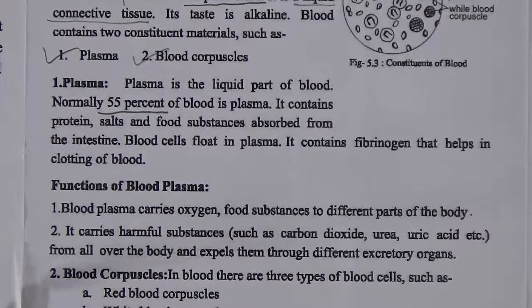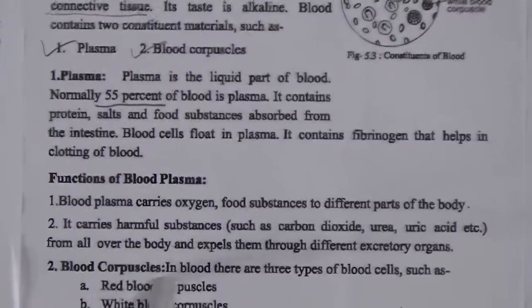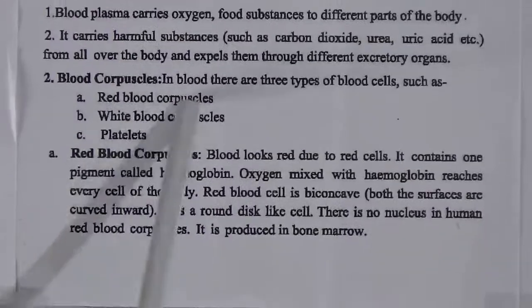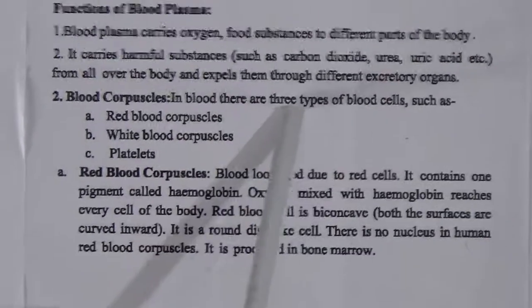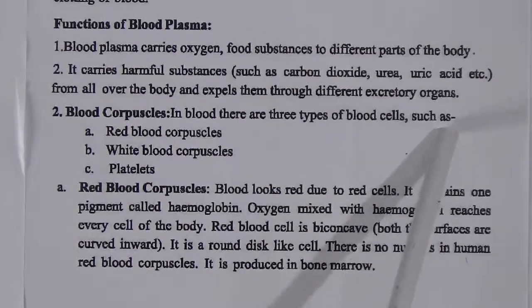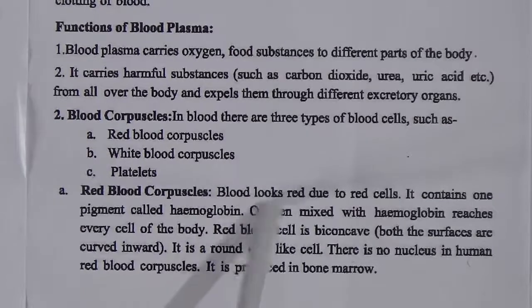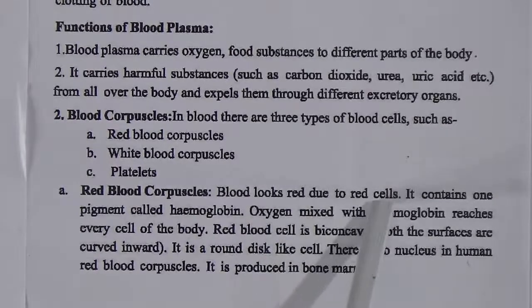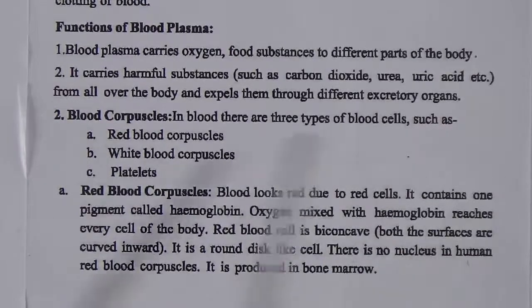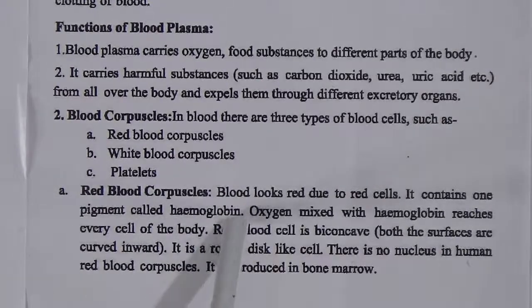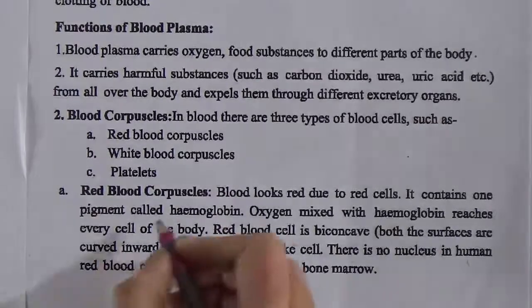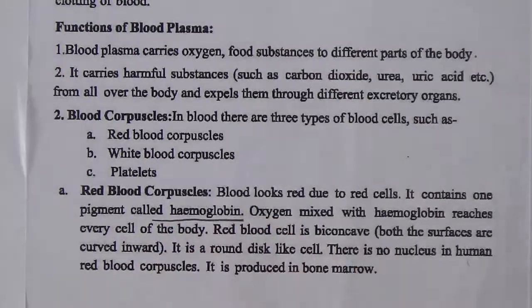Number two here is blood corpuscles. We will know about blood corpuscles. In blood there are three types of blood cells: red blood corpuscles, white blood corpuscles and platelets. Red blood corpuscles: blood looks red due to red cells. It contains one pigment called hemoglobin. Oxygen mixed with hemoglobin reaches every cell of the body.